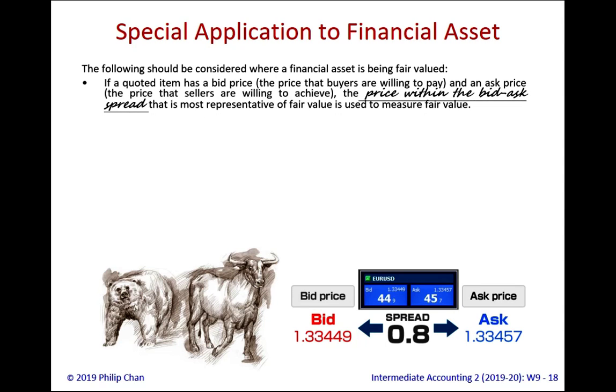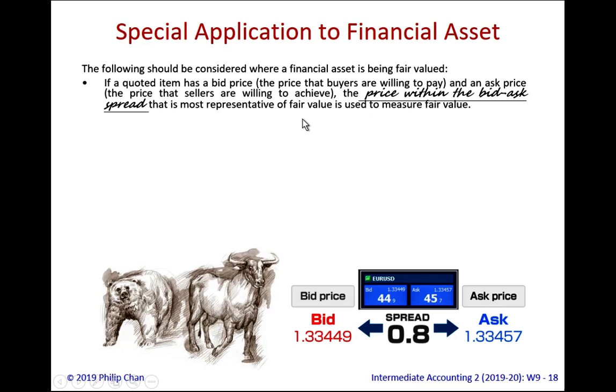1. If a quoted item has a bid price, the price that the buyer is willing to pay, and the ask price, the price that the seller is willing to achieve, the fair value is within the bid and ask spread, such as at the bottom, right? Bid is 1.33449 and ask is 1.33457. In fact, as per Hong Kong FRS 13, it is possible to choose any price in between to be the fair value of that item, that share likely.